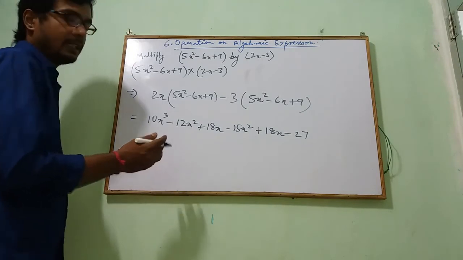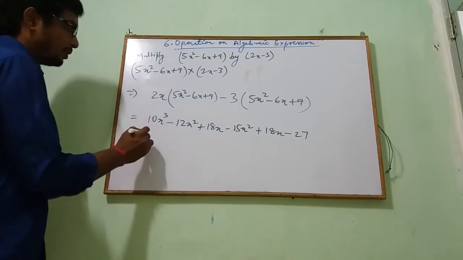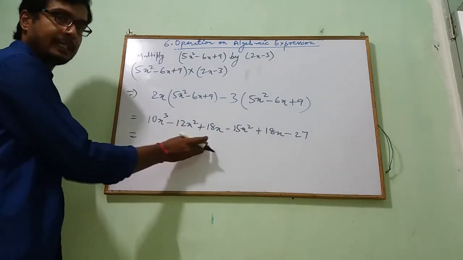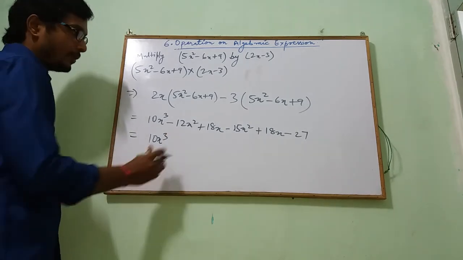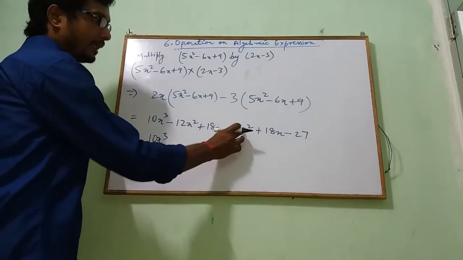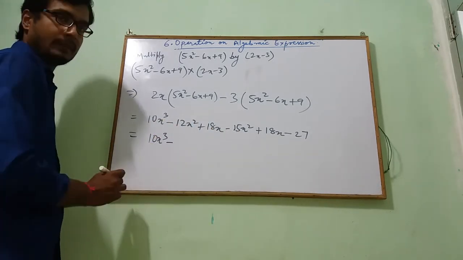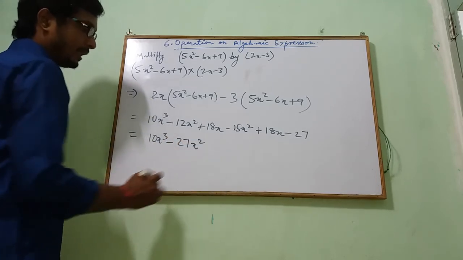Now I will search here for the like terms and I will add or subtract them. So here you can see 10x cube. Here you can see there isn't any other term of x cube, so I will write it as it is, that is 10x cube. Now you can see here x square and x square terms, and both are minus. So I will put minus here and I will add them up. So it becomes 27x square.